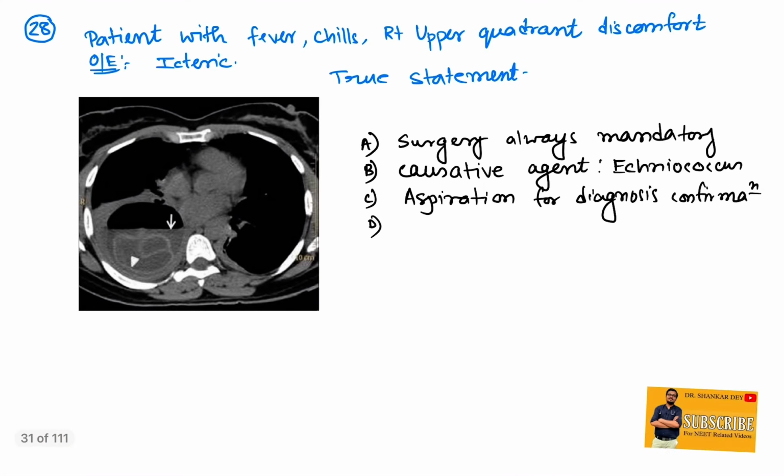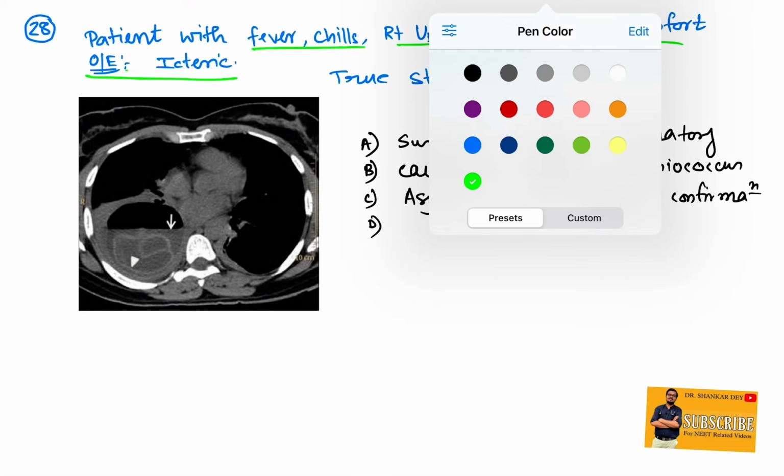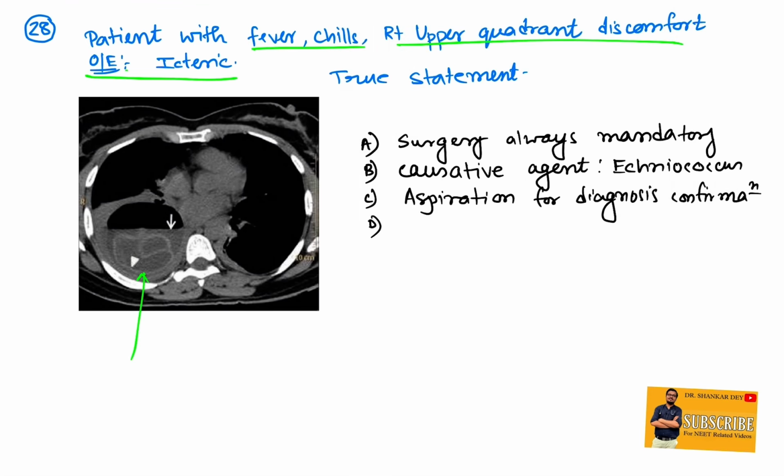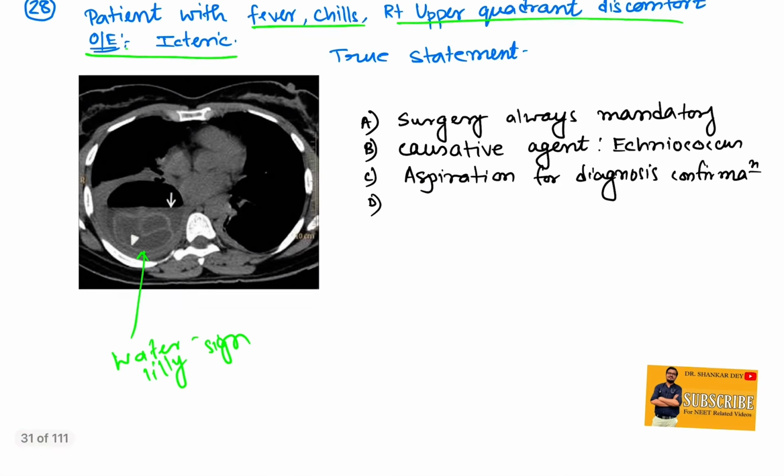Next, coming to question number 28, patient with fever, chills and right upper quadrant discomfort. On examination, the patient is icteric, and the question asks for the true statement about this condition. This is a very important image. This is nothing but the water lily sign. In which condition is it seen? Yes, this is seen in hydatid cyst, water lily sign.